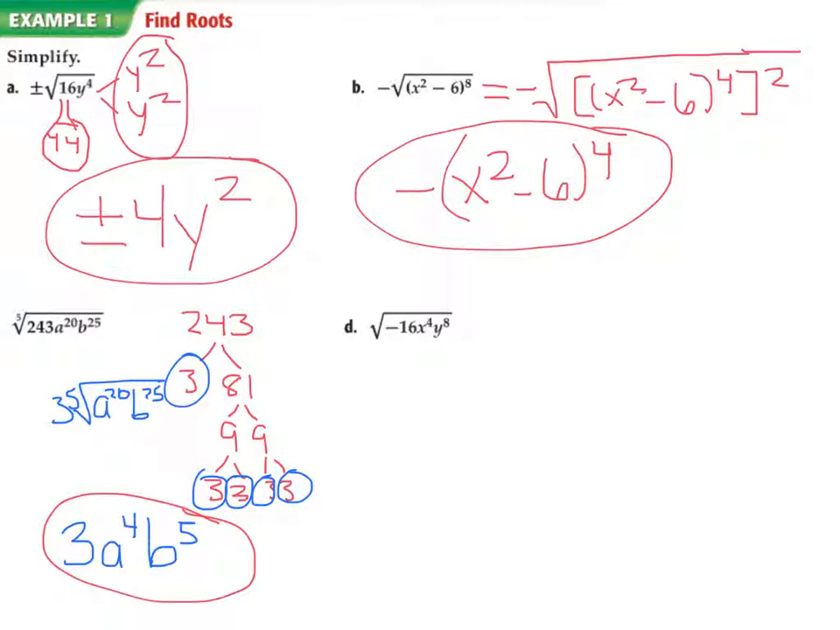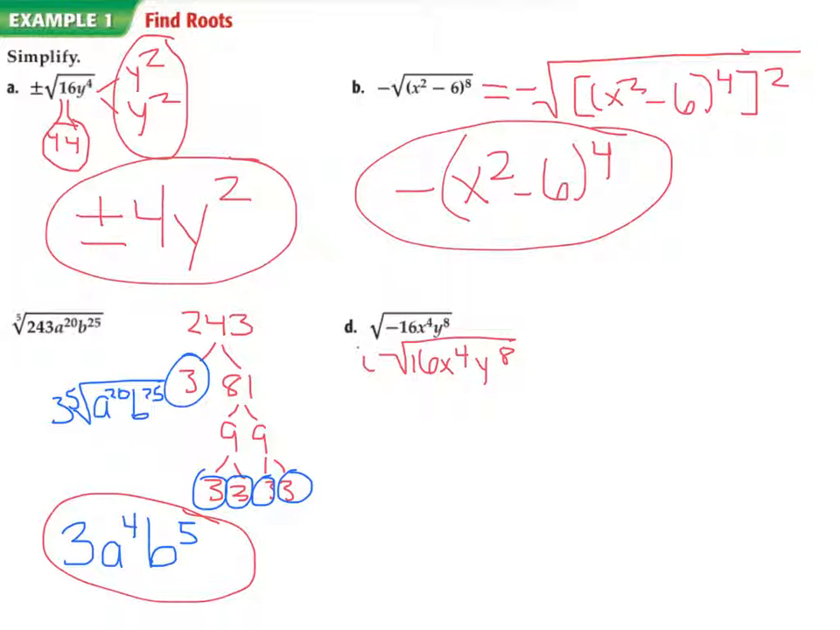In example D, we're going to do the same type of thing. First, you need to recognize that there's a negative in front of that 16. And remember, from our imaginary numbers, we can just take an i out to get rid of that negative. So now we're going to have 16 x to the 4th, y to the 8th. And so now we've gotten rid of that negative. Now, because there was the negative 16, we know that there's not going to be any real roots, but we are going to have some imaginary roots.